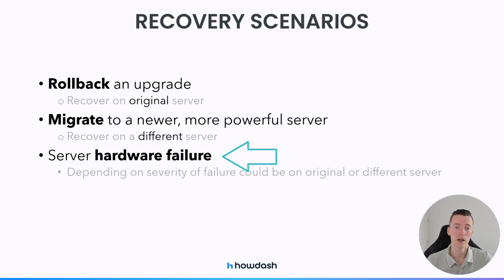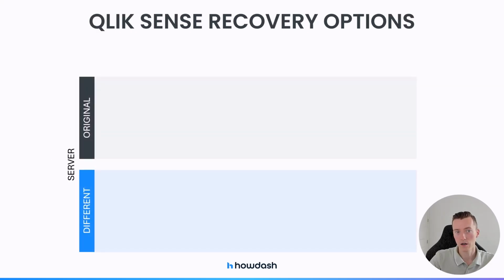So, if a hard drive failed and you just swap one hard drive for the other one, you likely will be recovering your Qlik Sense server on the same machine. But if it's something more severe, like a motherboard got fried, you will likely need to bring back your Qlik Sense server on a different machine. So this gives you some context, hopefully, that there are two paths to recovering Qlik Sense. They are either recovering Qlik Sense on the original server or on a different one.